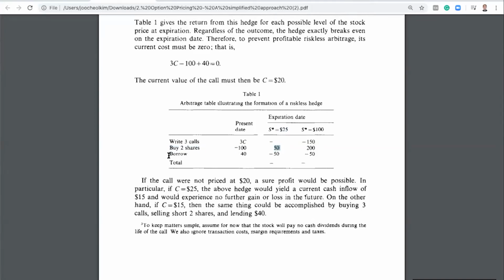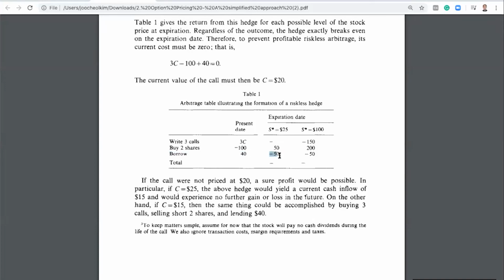And then here I have to pay back my money to the bank. I borrowed $40, and the interest rate was 25%. So actually the interest is $10 for $40. If I add the principal and the interest, that will be total $50. So I have to pay back $50 to the bank.